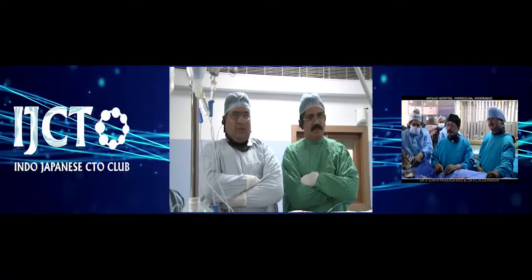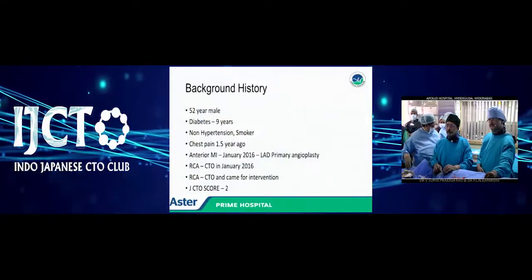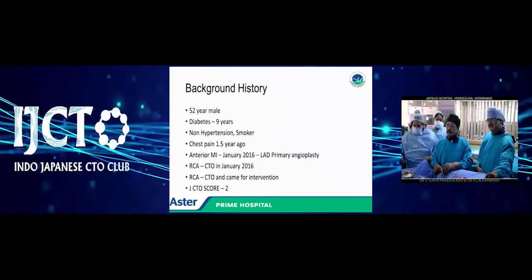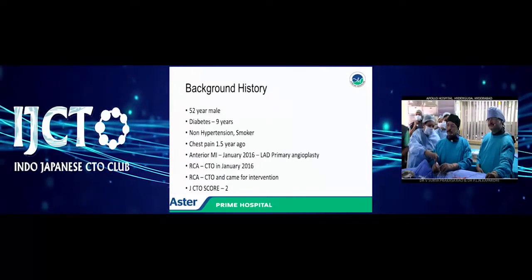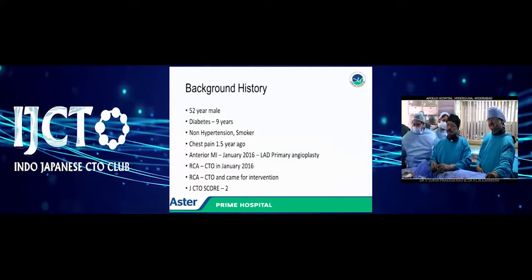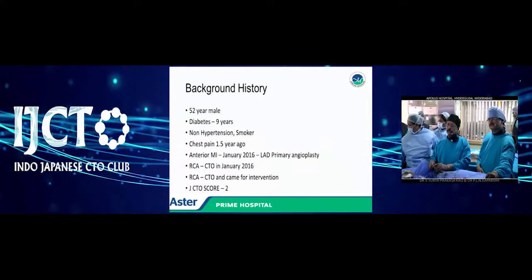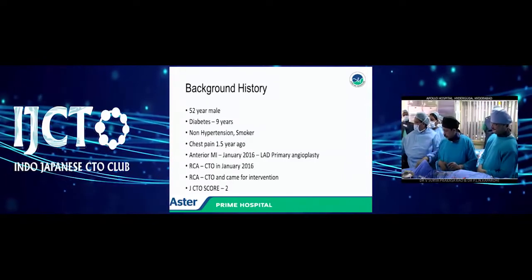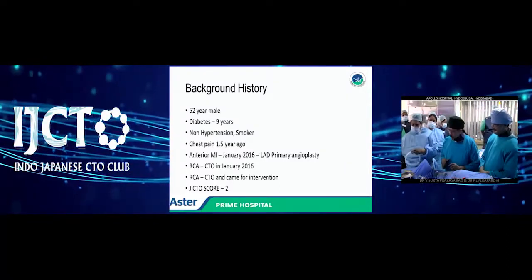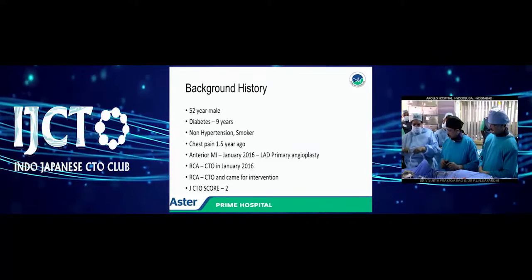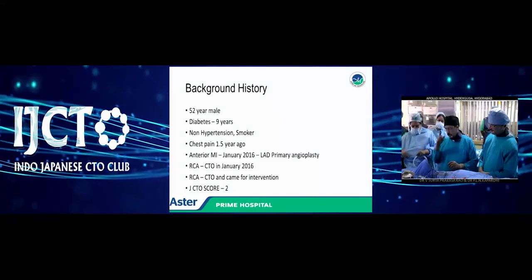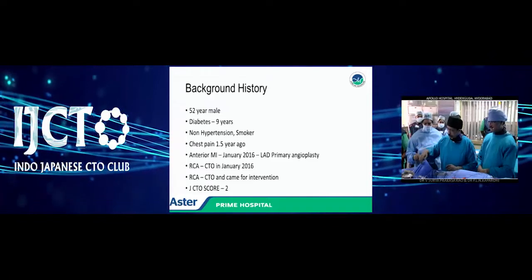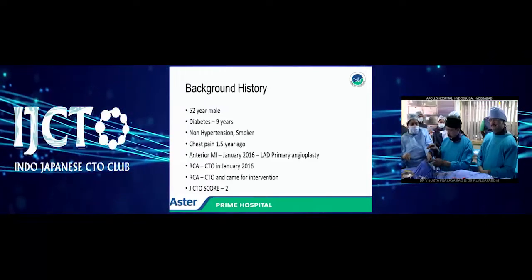And when we go on to the slide, the background history. This gentleman is a 52-year-old man, diabetic for about 9 years. He had chest pain about 1.5 years ago, and he was diagnosed with acute myocardial infarction in January 2016. Then he underwent angioplasty and stenting to the LAD. At that time, he had a right coronary artery chronic total occlusion, and he came now for the intervention for the RCA chronic total occlusion.